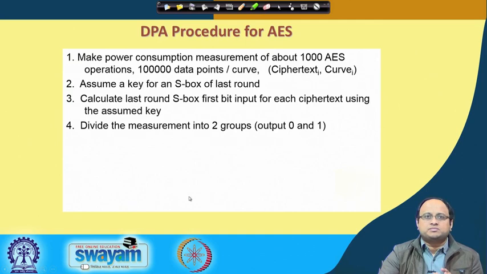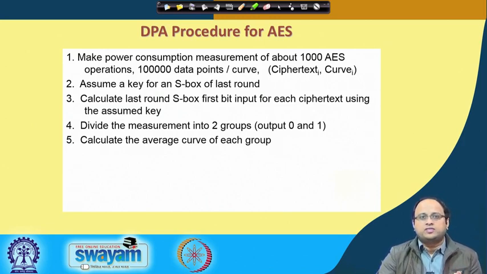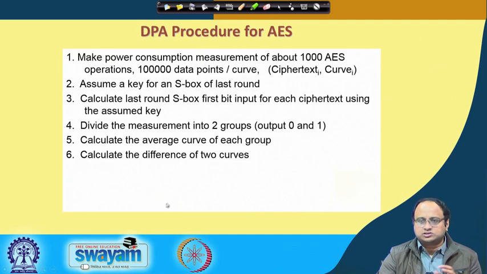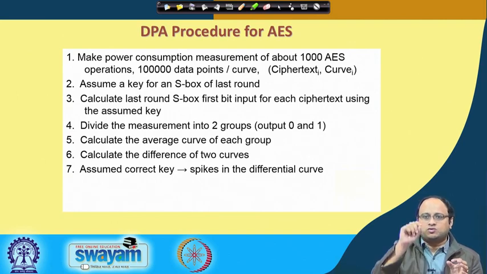Therefore, you divide the measurements into 2 groups depending upon the output 0 or 1 of your selection function, and you calculate the average curve of each group. The 0 bin will have some power traces going into it, and the 1 bin will have some power traces going into it. You take the average of each group, and then you calculate the difference of the two curves, with the hypothesis that if your guess was correct, then your differential curve, that is, the difference of the averages, will have some place where there is a non-zero spike.